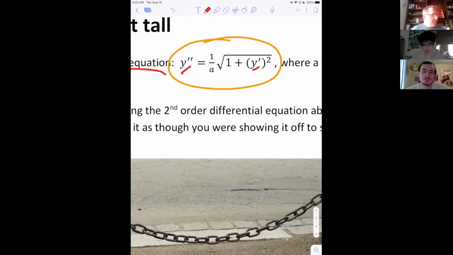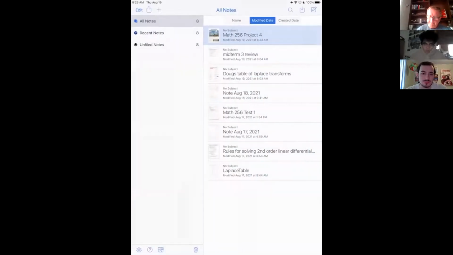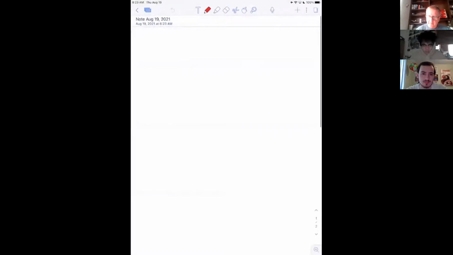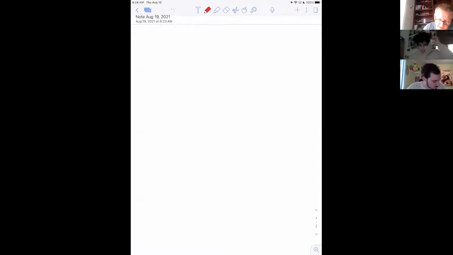You don't need to know any of this, but for those of you that are interested, I just want to give you a second to understand where that second order differential equation came from. And so here we go. It takes a little bit of, I don't know if you want to call it physics or engineering, to understand this, but let's do this. So we have this catenary.